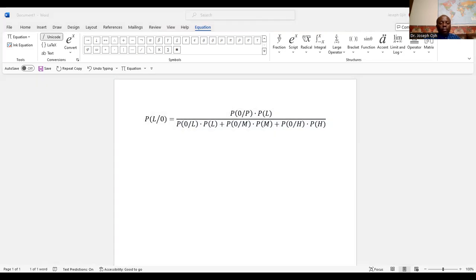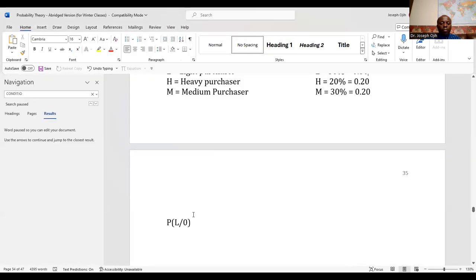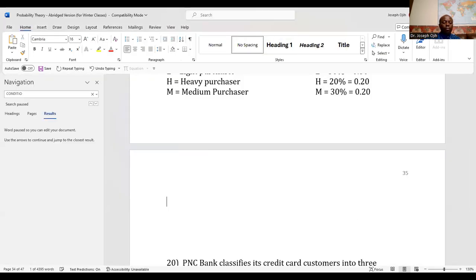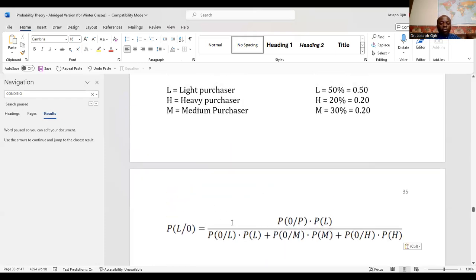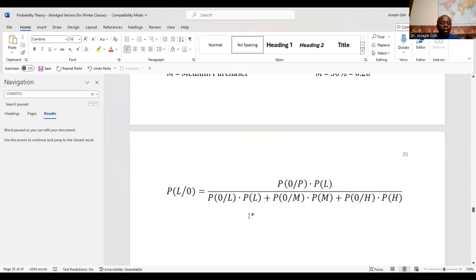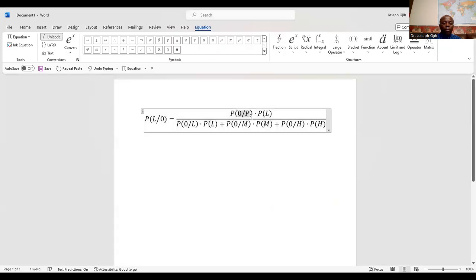Right here. So that's the formula. Now we can replace all this with numbers. For example, the probability that the person bought no book, given that it's a light purchaser. I should put L here, not P. Let me go and correct it. As light purchaser. Okay, let me copy it.